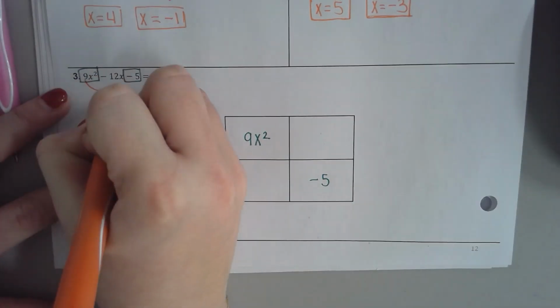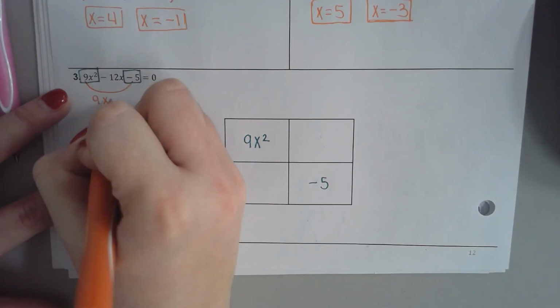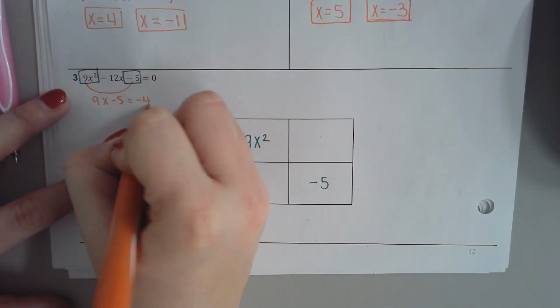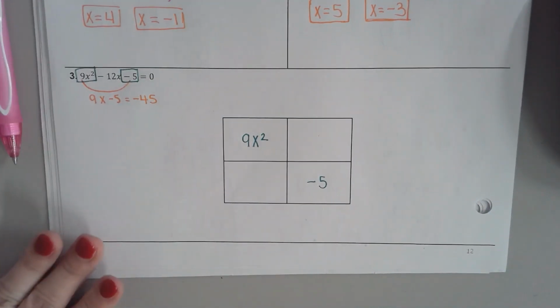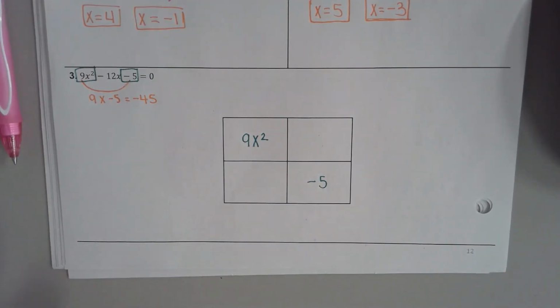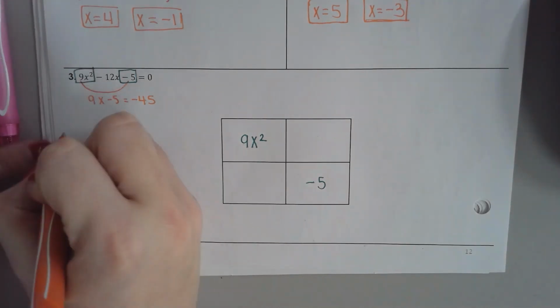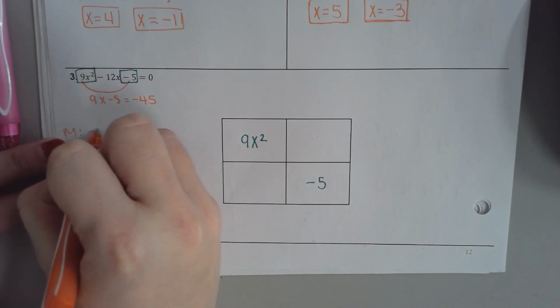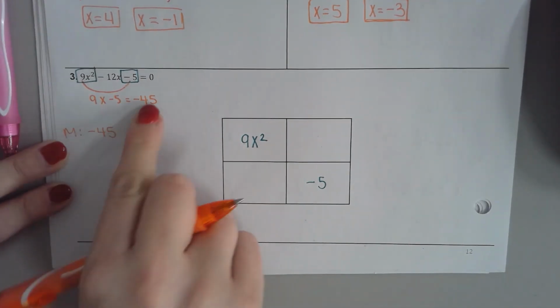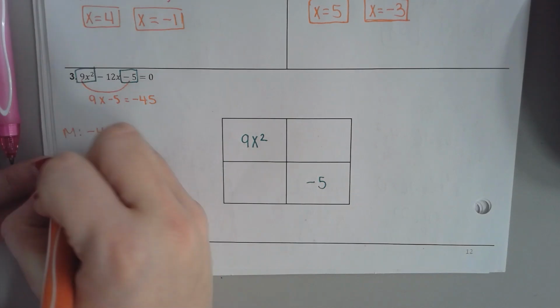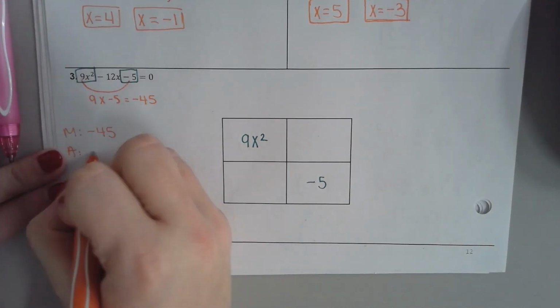A times C. And that gives us -45. Hang with me. Once we get through this process 2 or 3 times, you'll get the hang of it. So we're just going to go step by step. We need 2 numbers that multiply to be -45 and add to be -12.